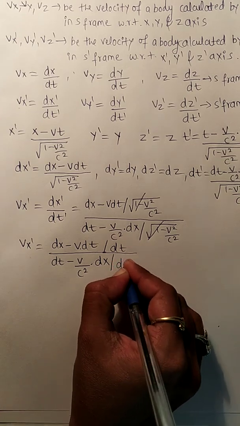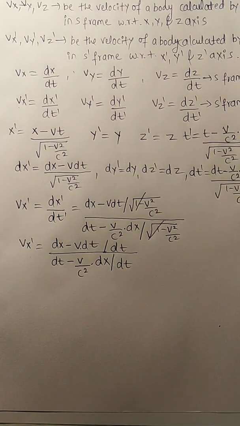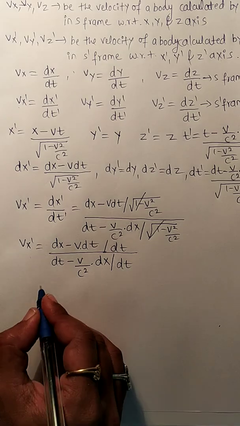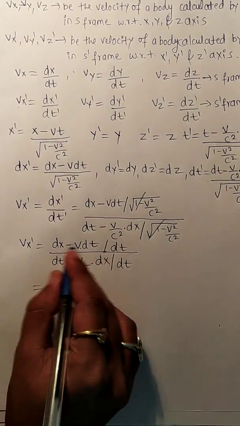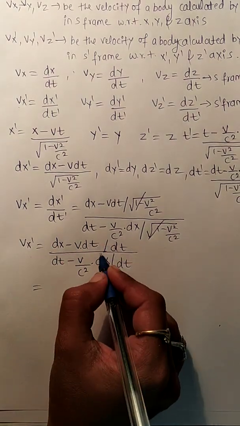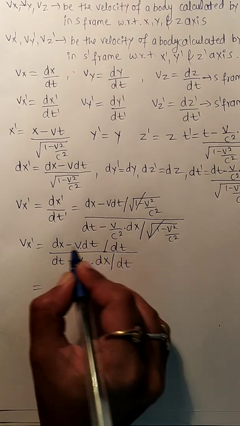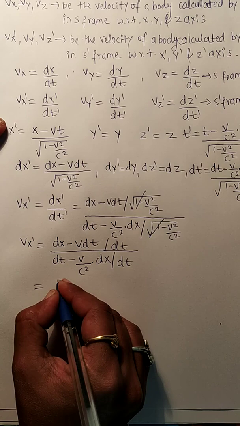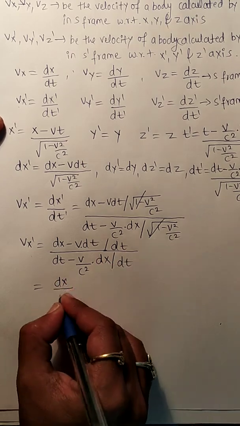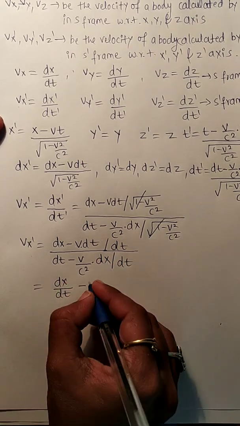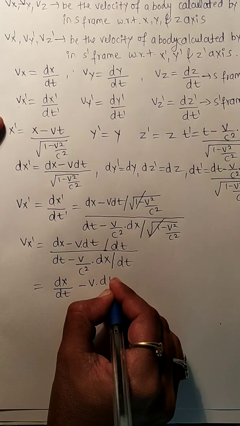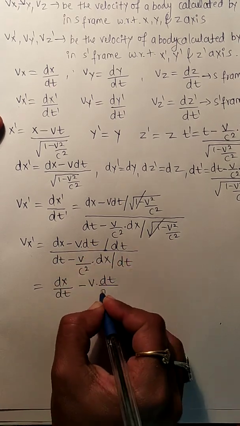Here also divided by dt, and here also divided by dt, I will make. So if it is divided by dt, how will it look? I will write this whole divided by dt. For both the terms it is coming divided by dt. So what do we get first? dx divided by dt minus phi into dt, again divided by dt.